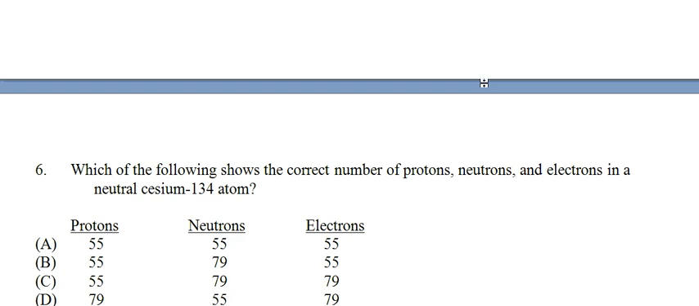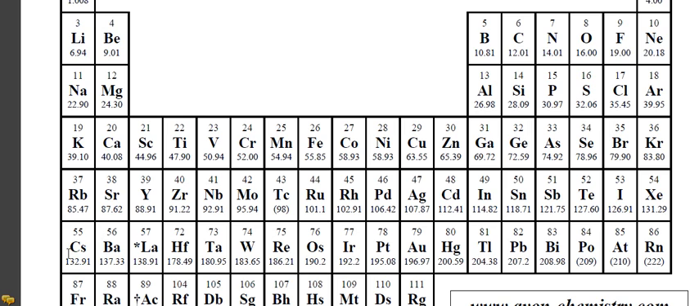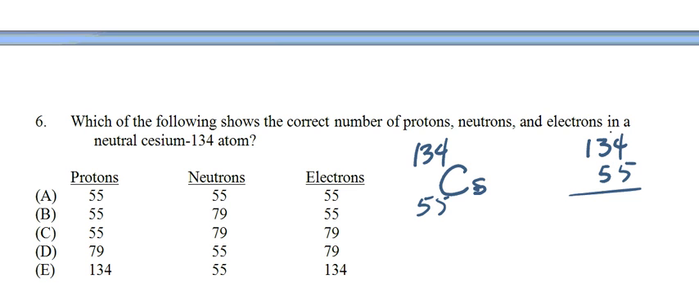Number 6. Which of the following shows the correct number of protons, neutrons, and electrons in a neutral cesium-134 atom? Well, cesium is right here, element number 55. So 55 tells us how many protons we have. So cesium has 55 down there and a 134 there. So whatever 134 minus 55 is, let's do some math here.